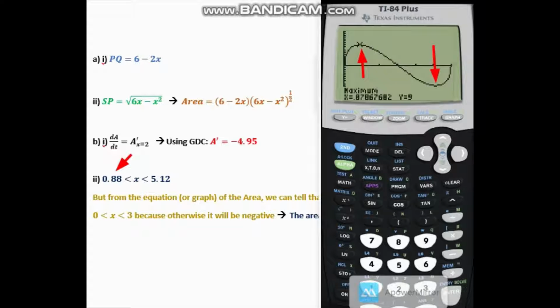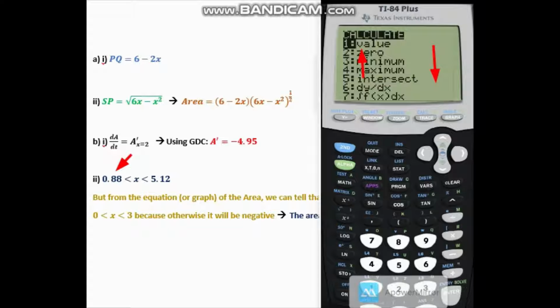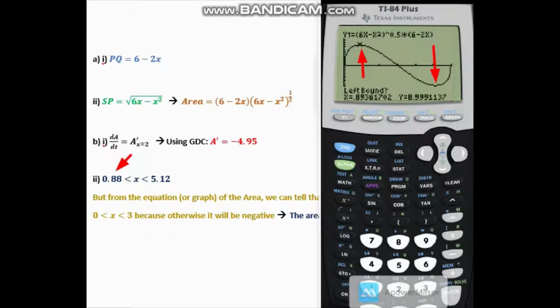To get the other point, I shall press second, trace, minimum. I shall find a left bound for the GDC, so I shall drag the cursor to the left of my minimum, and then to the right of my minimum. And finally, I shall provide a guess. And the calculator tells me that the minimum is at 5.12. This is the end of the region where the area is decreasing.